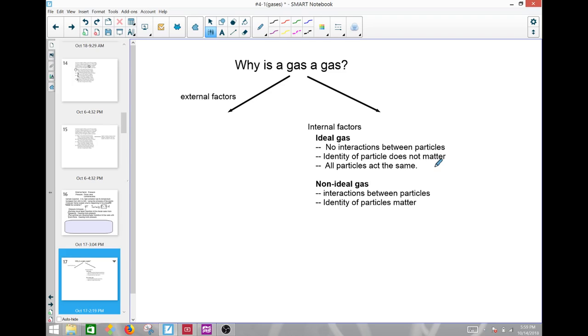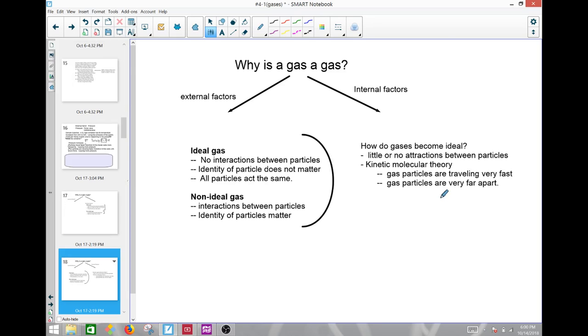All right. These are some of the things we want to make sure that we have under our belt here. Ideal gases, non-ideal gases. How does a gas become ideal? If you have two gases being compared, which one is likely to become non-ideal as, let's say, pressure is applied?